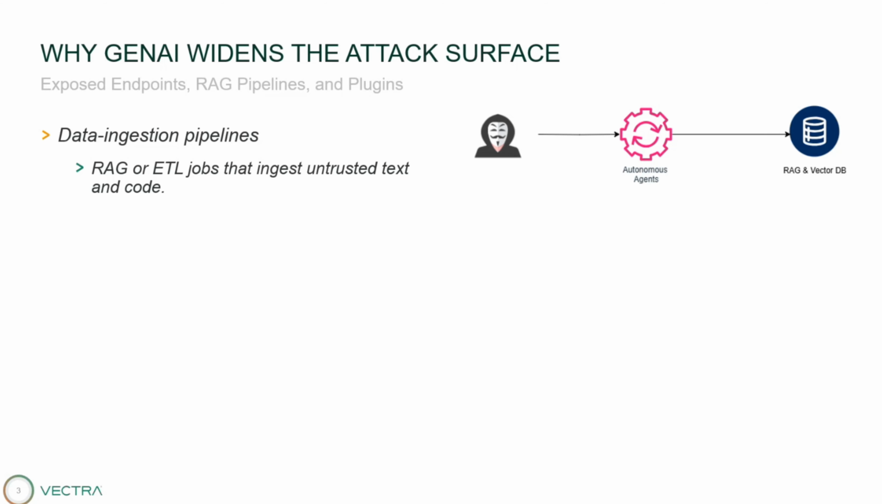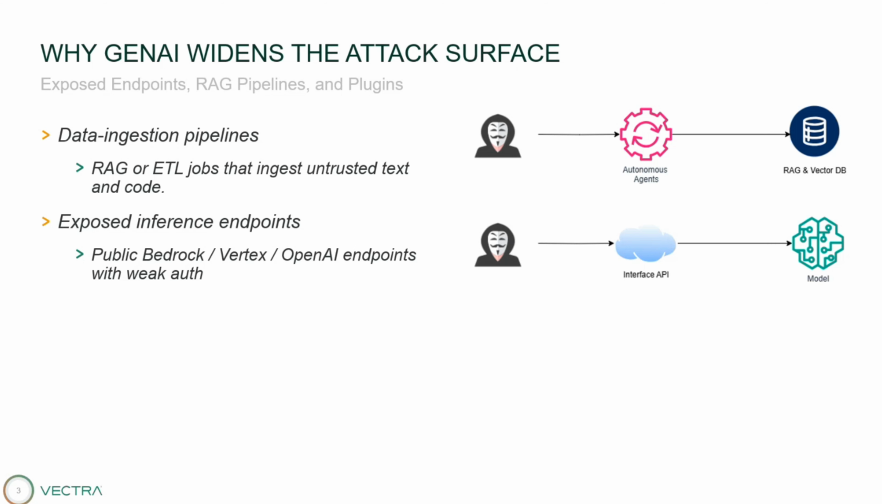First is the data that's feeding the model. Whether it's retrieval augmented generation pipelines or basic ETL jobs, a lot of these systems are just pulling internal data, PDF files, wiki pages. Now, if attackers sneak in malicious instructions and there's no validation, then the instructions get passed right into the model.